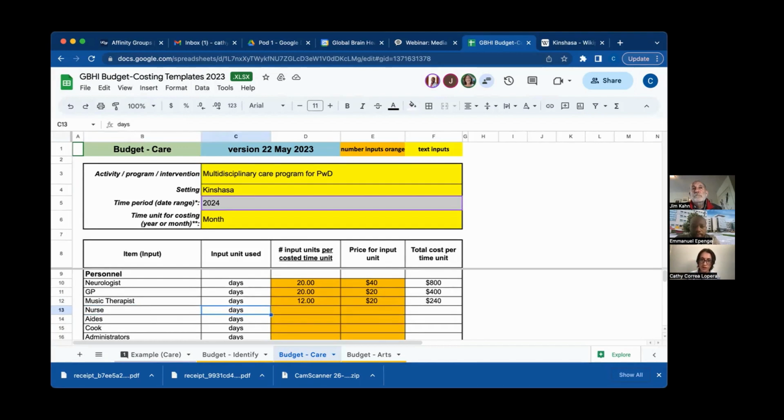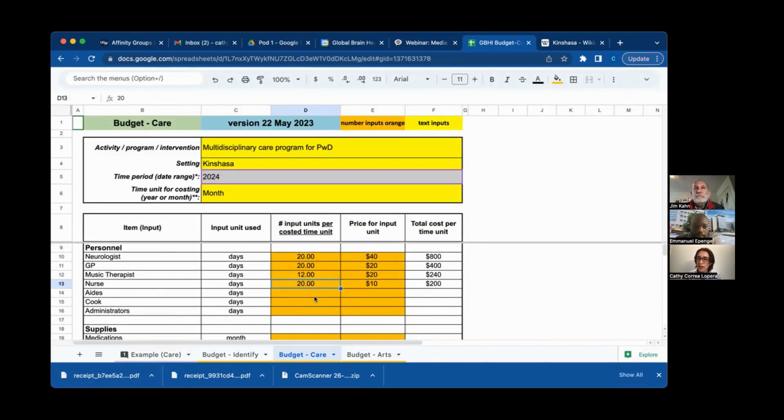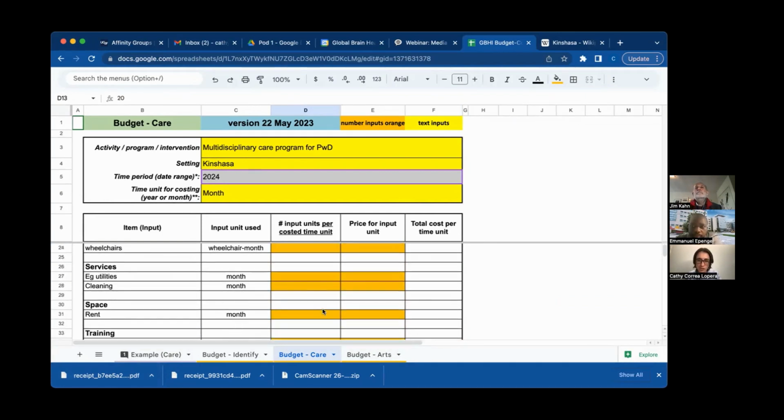Okay. What about the nurses? The nurse can also be there for 20 days. They can receive $10. And do you think $200 is a good amount for paying nurses in your city? Yes. Okay. So, Emmanuel, are you okay if we stop here now and go to the end of the sheet so we can view?